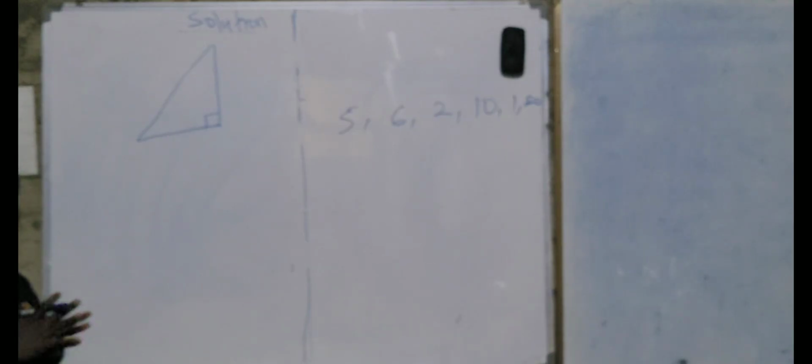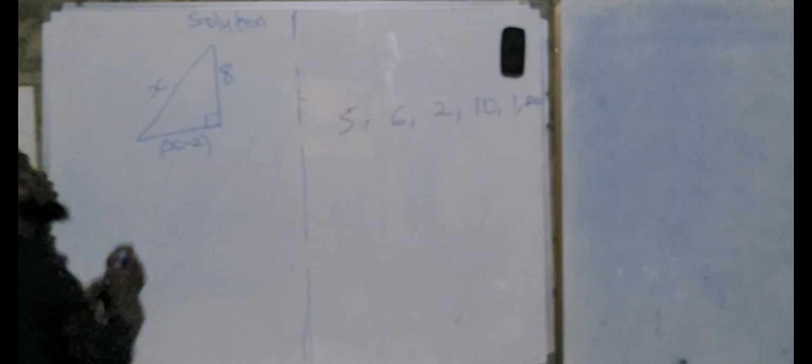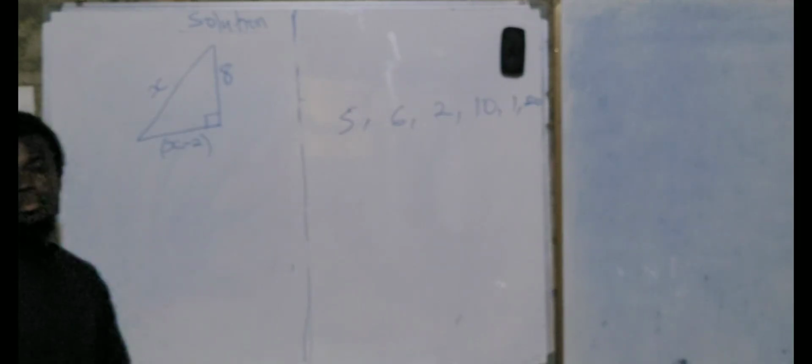So what is the smallest value? The values given to us are 8, x, and x minus 2. Here is going to be 8, here is x minus 2, and here is x. We are asked to find x. Mind you, here is the hypotenuse. Why is this one called the hypotenuse? Because it is the side facing the 90 degree symbol.